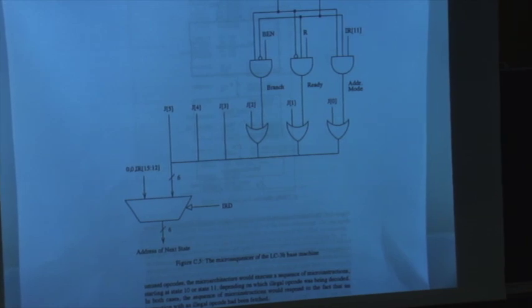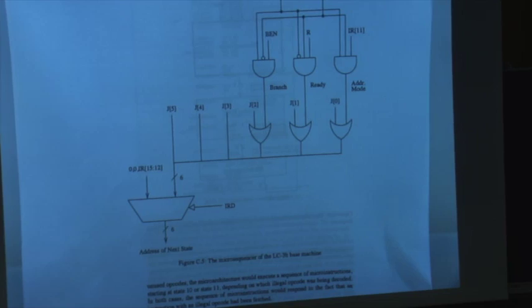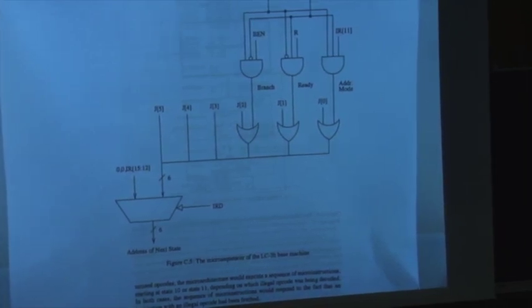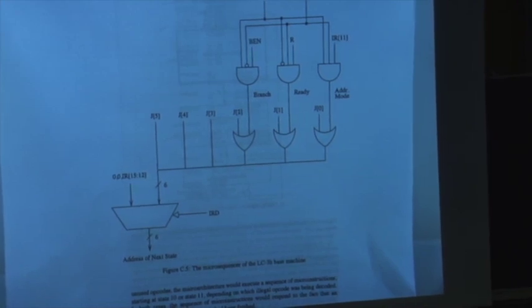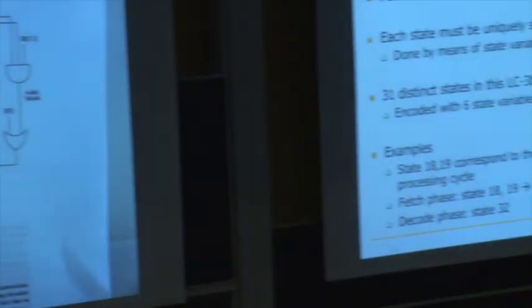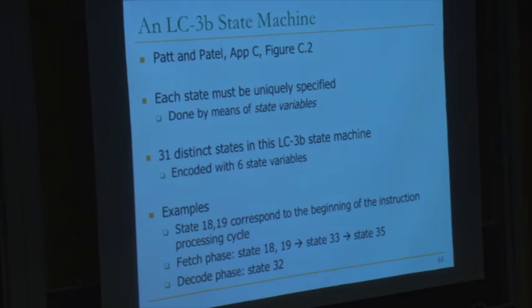Make sense? Now, from both state 16 and 17, you would like to be able to, at state 16, go to state 16 or 18, depending on the ready bit. And at state 17, you'd like to be able to go to state 17 and state 18, because state 18 is fetch, remember?